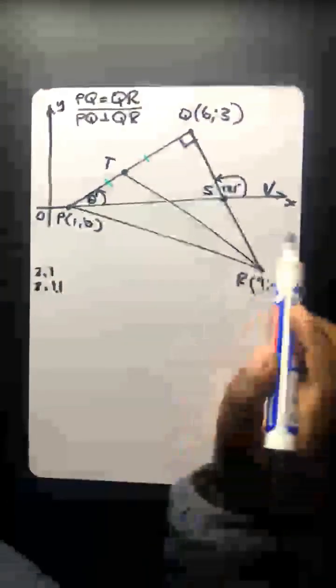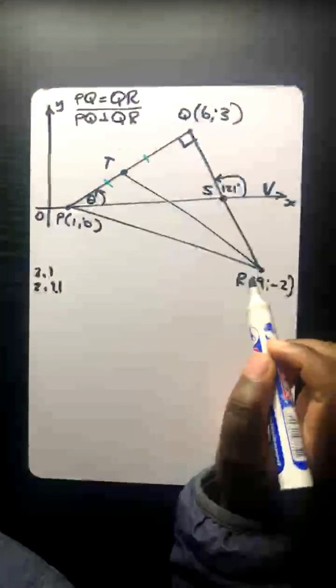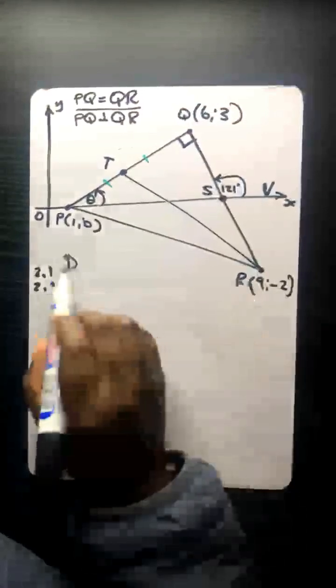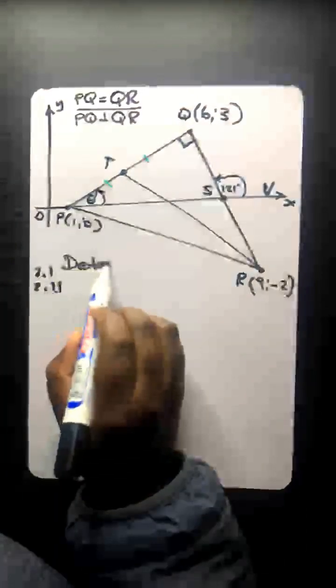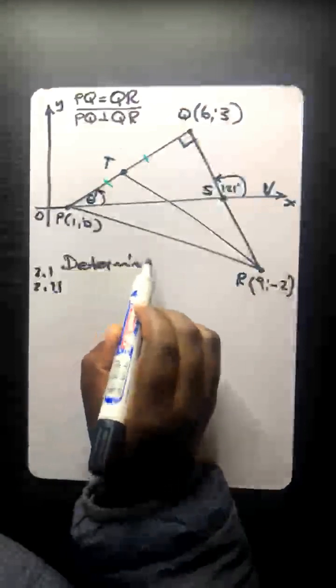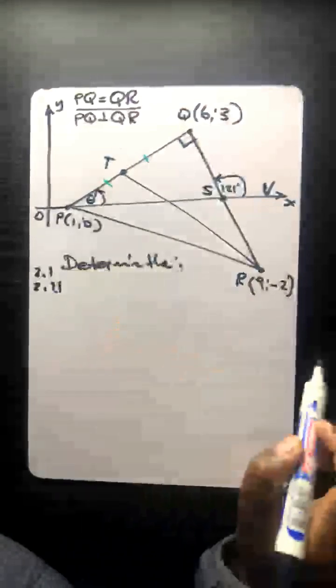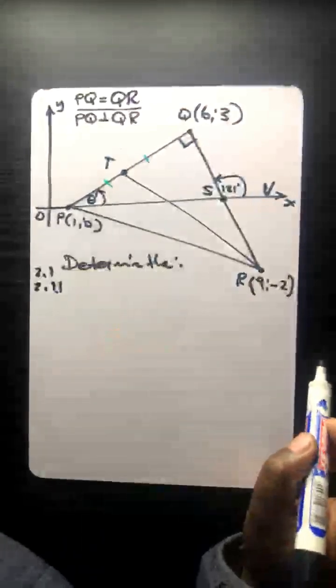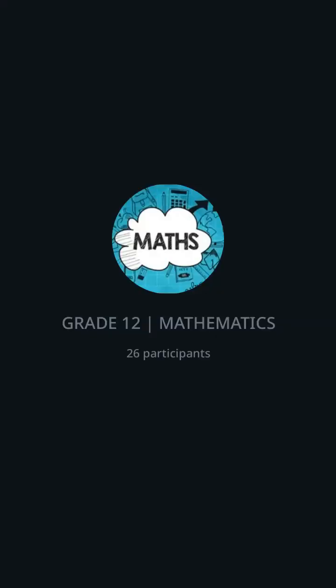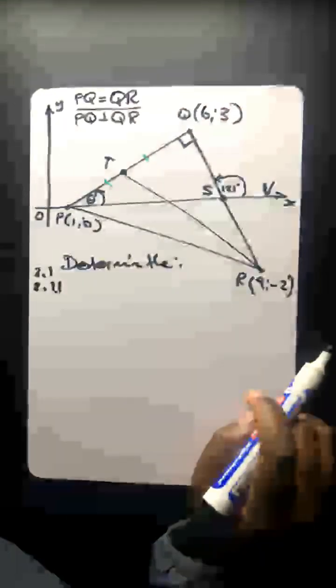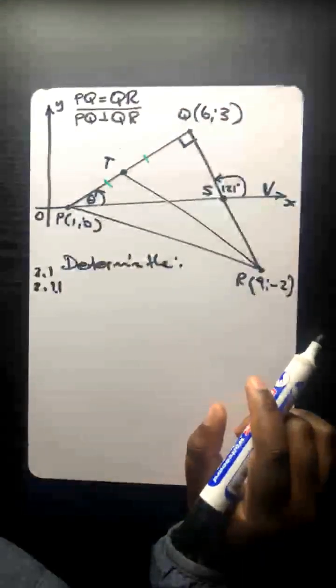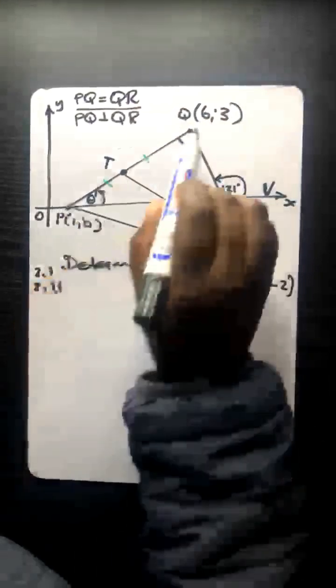So let's see. The first question says determine. So under this 2.1, we are determining the length of PQ. Leave your answer in surd form. Most importantly, leave your answer in surd form, which means in the form of a square root. Don't write it as a decimal. But PQ, where is P? Where there is P, there is Q.